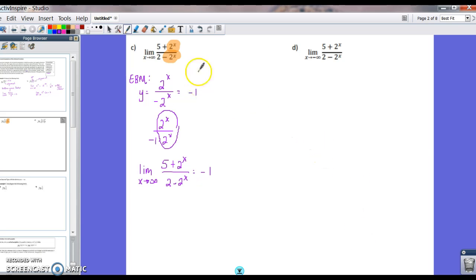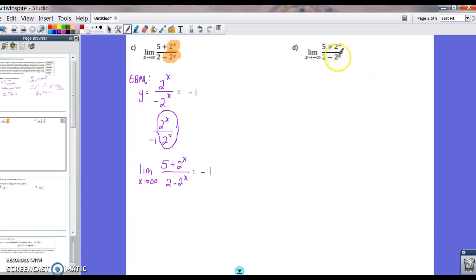Now, a lot of people would look at C and D and go, well, it's the exact same thing. In this case, it's just going to negative infinity. In that case, it went to positive infinity. So this should probably also be just negative 1. Or sometimes people say, well, if positive infinity went to negative 1, then negative infinity is going to go to positive 1. Okay, and you cannot do that. You cannot make that assumption.